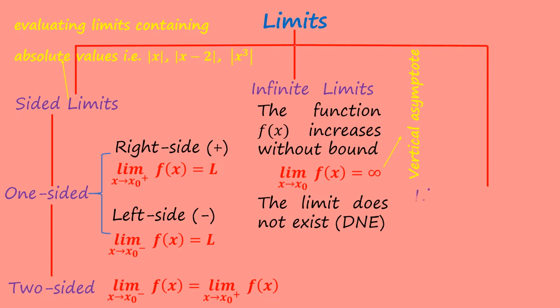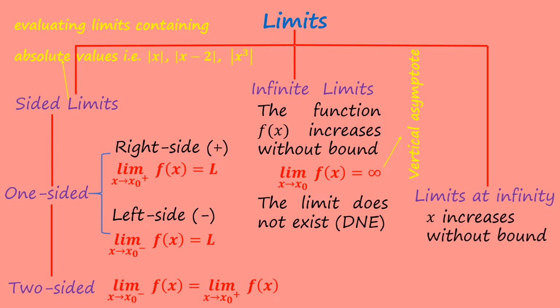Then the next one is the limit at infinity. In this case, x increases without bound. And when we take the limit, we get L. The limit exists. When we graph this, we are going to have a horizontal asymptote.